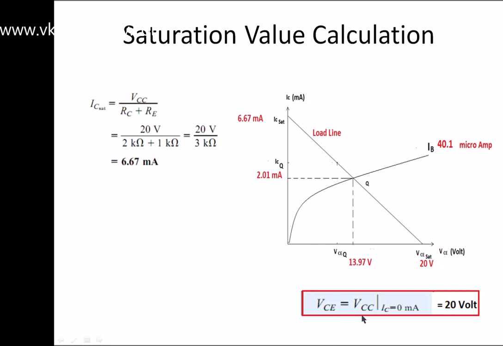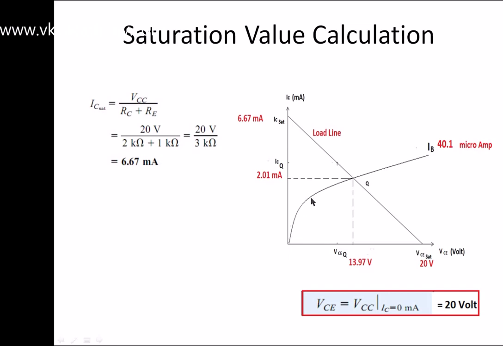Now VCE saturation, where IC is equal to 0 milliampere, is equal to VCC, which is 20 volt as supplied to the circuit. Now we can draw the characteristics by taking the VCE voltage on the x-axis in volts and IC in milliampere on the y-axis. Now we can draw the load line by connecting the IC saturation and VCE saturation points with the help of a straight line.